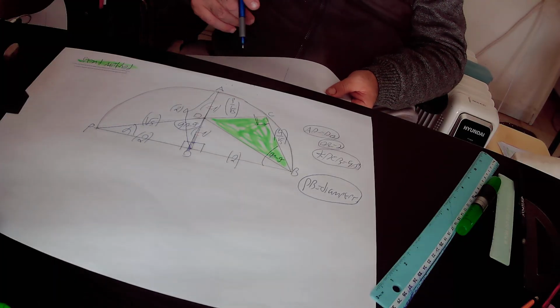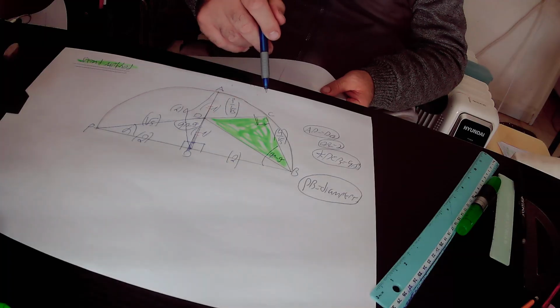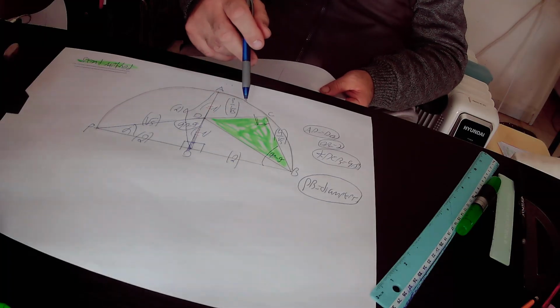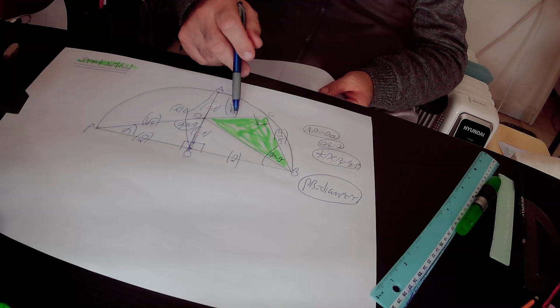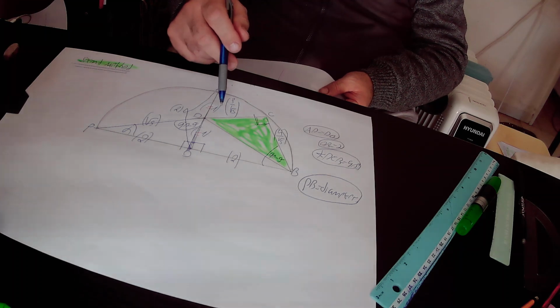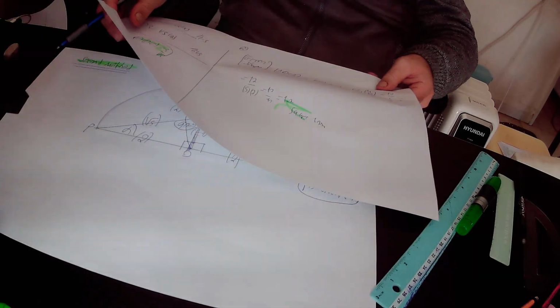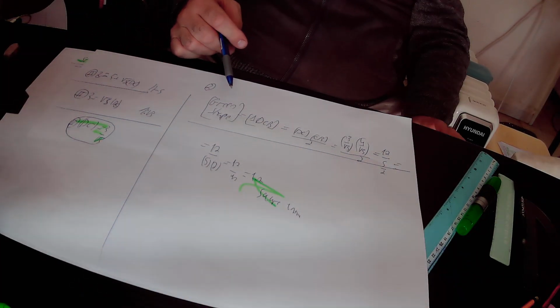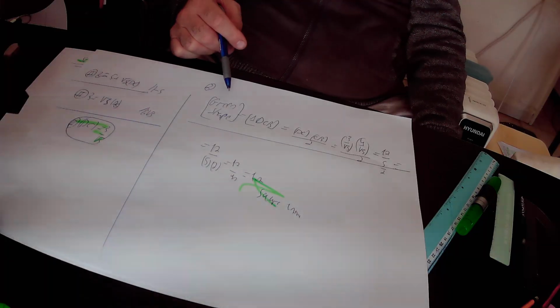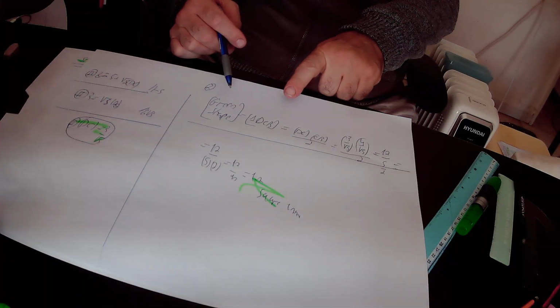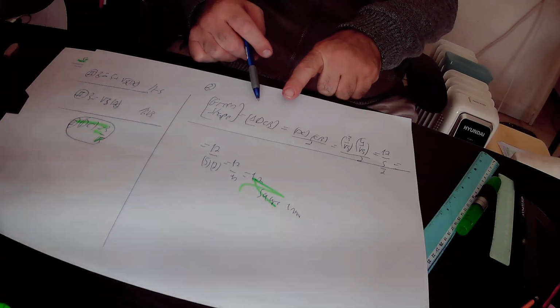Our task is to find the area of the green shape. The green shape is actually the right green triangle DCB. So our task is to find the area of this green right triangle DCB, and the area of the green shape equals the area of the green right triangle DCB.